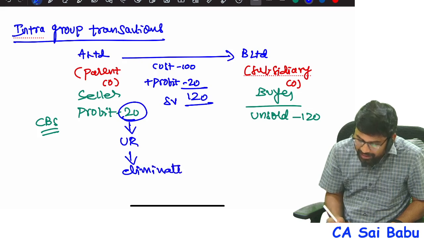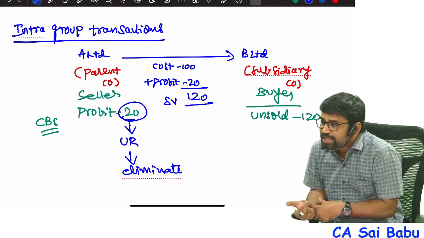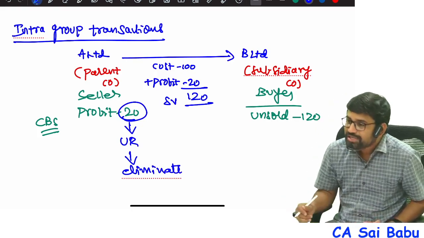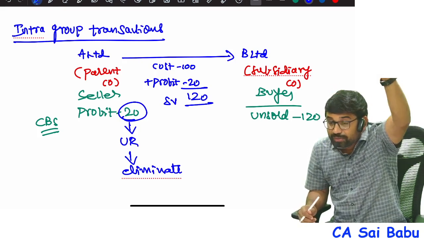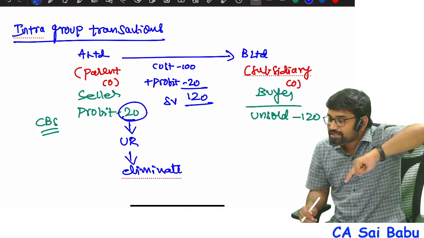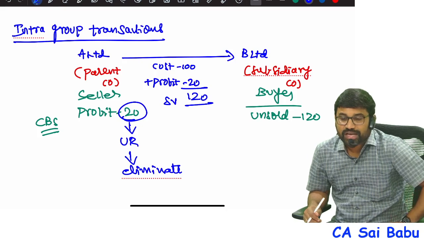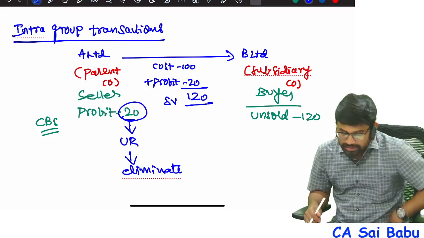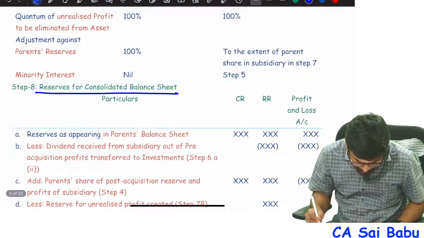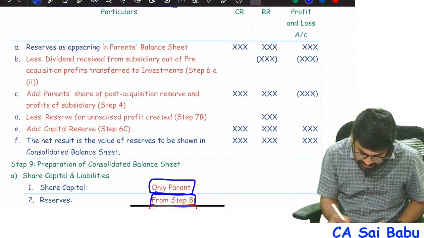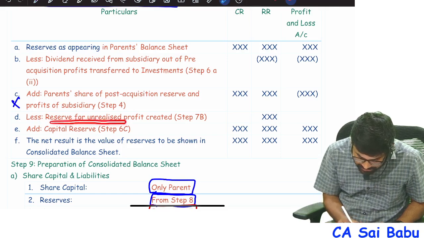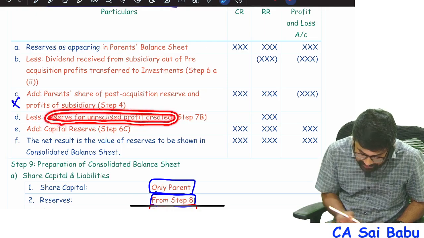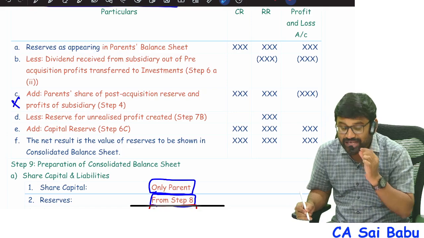Eliminate from the profits of which company? Parent. Because the profit is there in whose books? Parent books. So, in step number 8, from the parent company reserves, you deduct unrealized profit. If you want, you can check it. Go to step number 8, sir. See this, D point: less reserves for unrealized profit created. Reserves for which profits? Unrealized profit.